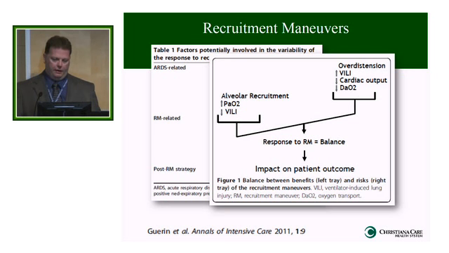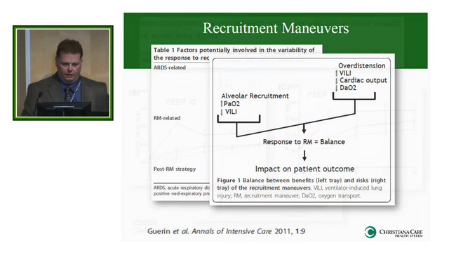But on the other hand, if I do the recruitment maneuver, I'm going to recruit their alveoli, I'm going to increase their oxygenation, give them a little more buffer, I can wean their FiO2, maybe wean some other settings, and I might ultimately reduce the ventilator-induced lung injury. So you've got this balance, and you really have to get to the point where you say, okay, the benefits outweigh the potential downsides for me to do a recruitment maneuver. So usually that's the sickest quartile of patients in ARDS.